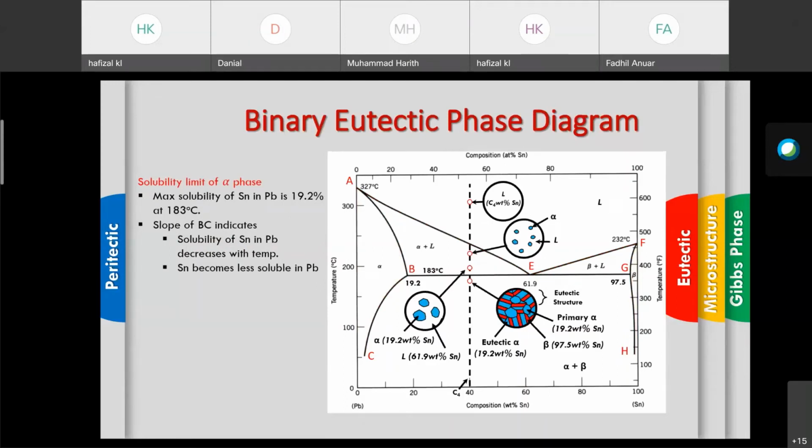So the solubility limit of alpha phase. Okay, so we can see the limit here. The solubility limit here for the alpha phase, we can see at this point, at this line, and also at this line, BC. The maximum solubility of Sn in Pb is 19.2 at this point.